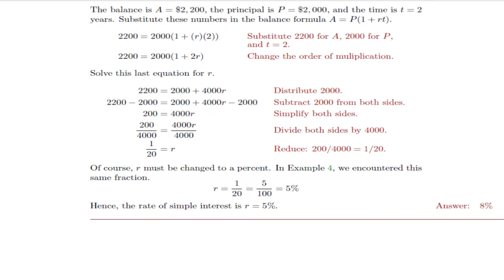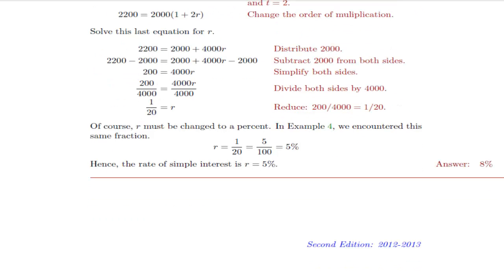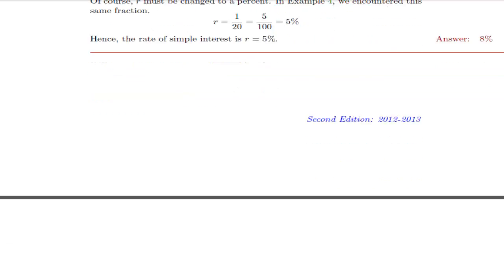On the right, 4,000 times R divided by 4,000 is R, and on the left 200 over 4,000 is 1 over 20 when we reduce. Of course, R must be changed to a percent, an example where we encounter the same fraction. R equals 1 over 20 equals 5 over 100, which is 5%. Hence, the rate of simple interest is R equals 5%.